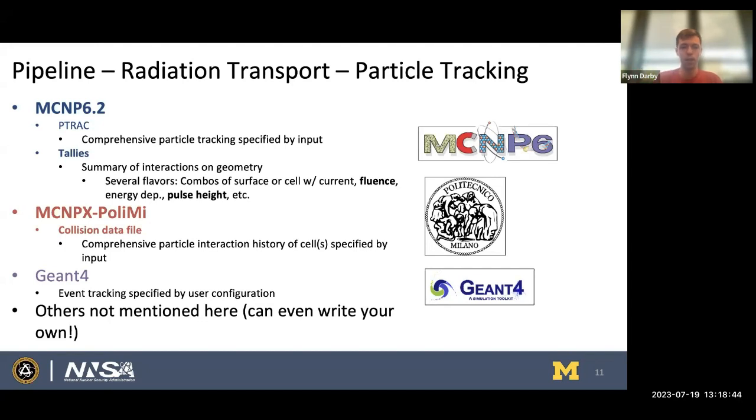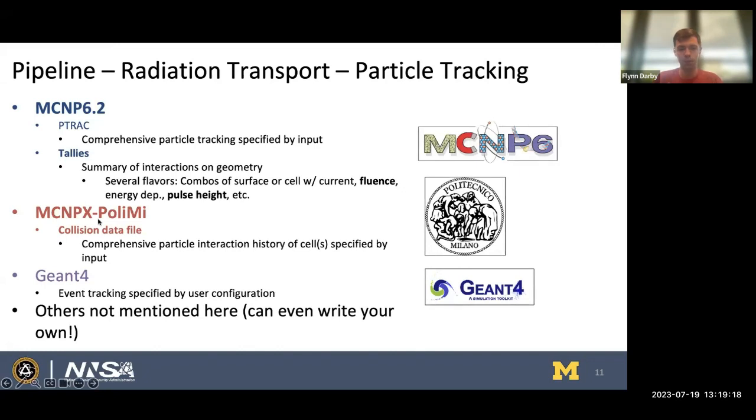There are several flavors, like surface or cell tallies, where you can model the current, the fluence, energy deposition, pulse height, etc. We'll talk quickly about fluence and pulse height. The manual for MCNP 6.2 is actually publicly available, so if you're curious about these different types of tallies, you can go into the manual and learn some applications and examples. If you do not have the software, unfortunately, you can't test it out, but there are some examples there that give you the outputs, and plenty of research papers that have used MCNP.